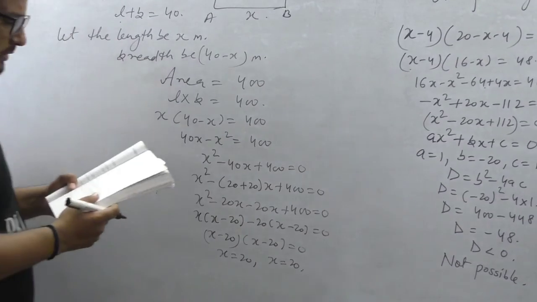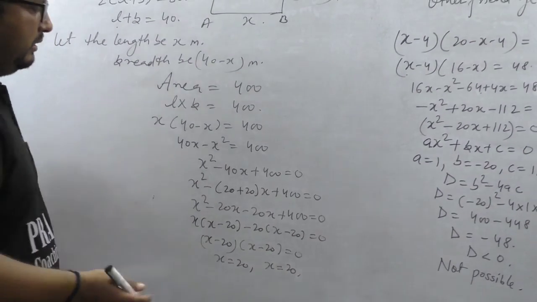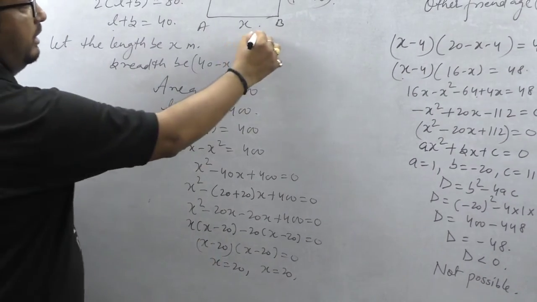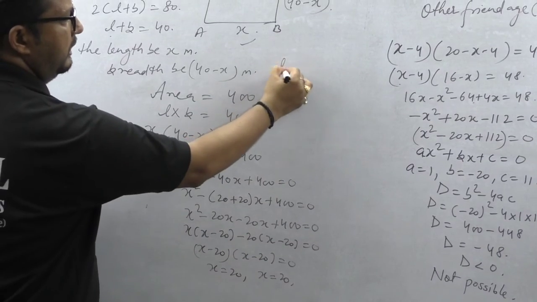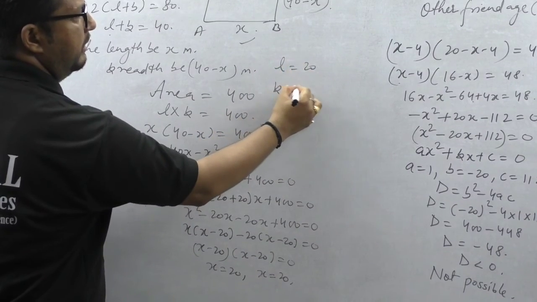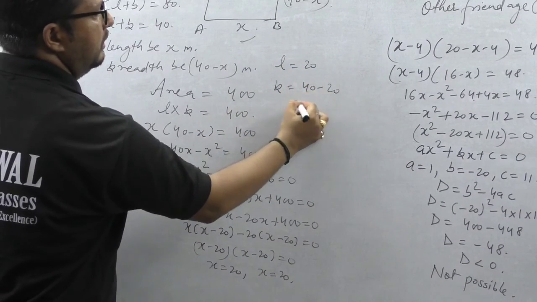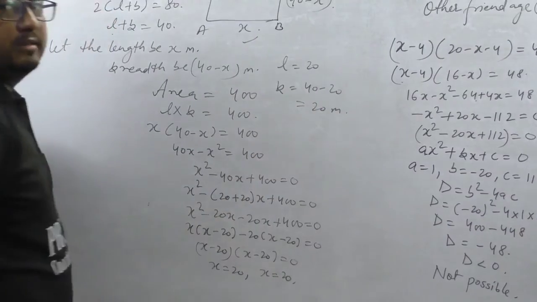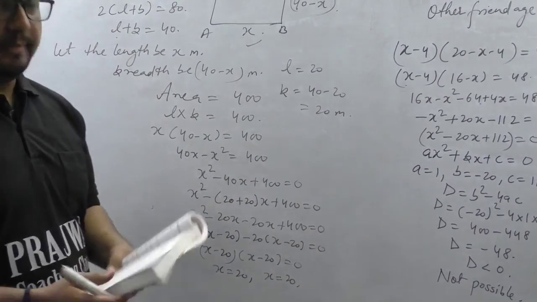So we come to know, yes, it is possible. Now we understand the length: if you put the value of x, the length will be 20, and the breadth will be 40 minus 20, so it will be 20 meter. So it is possible. So here your chapter is over.